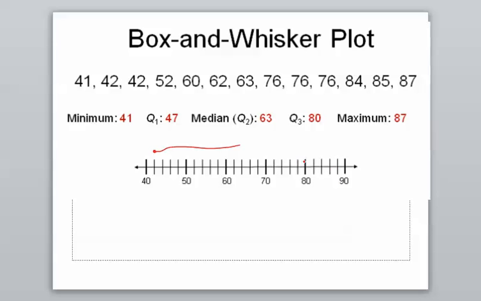Let's see here. Got to be on 41. That was on 42. Sorry. And 87 would be right there. And so I'm going to continue this line all the way over there to 87. And then at 80, I'm going to draw a vertical line. At 63, I'm going to draw a vertical line right there. And at 47, I'm going to draw a vertical line. And then I'm going to draw a box around these vertical lines that I just drew. See, I've got a box with some whiskers sitting out here on the edge.